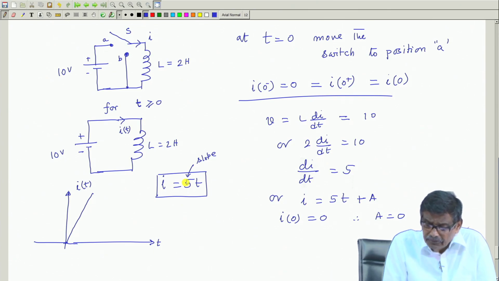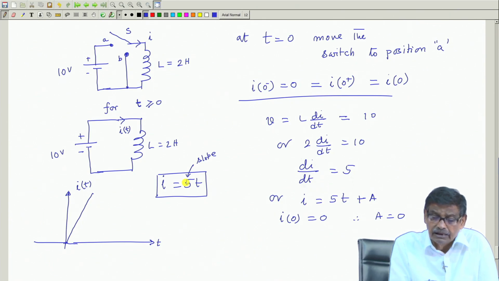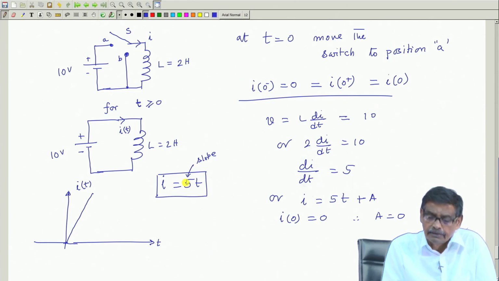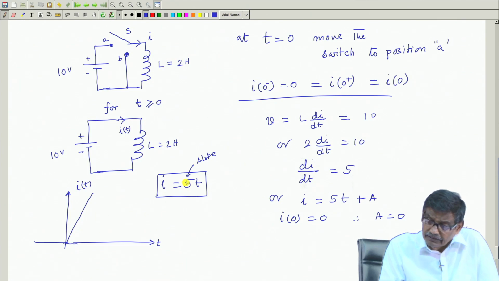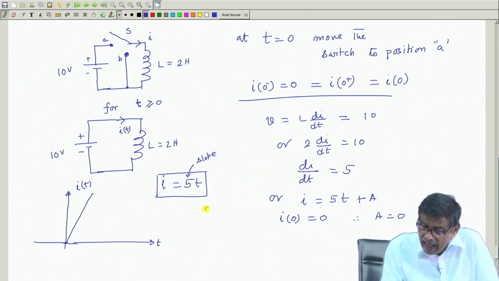And as I told you, you should be careful. You just do not leave the circuit in this position forever, then your inductor will be spoiled, because soon it will cross the rating of the inductor current and spoil everything. Okay, so, it is like this. Therefore, suppose this is the switching I have done at t equal to 0, move the switch to position A.